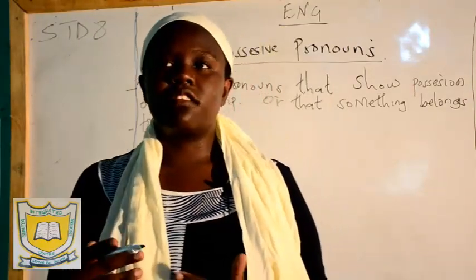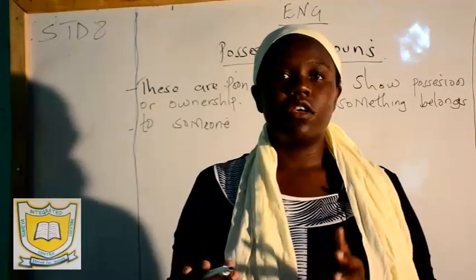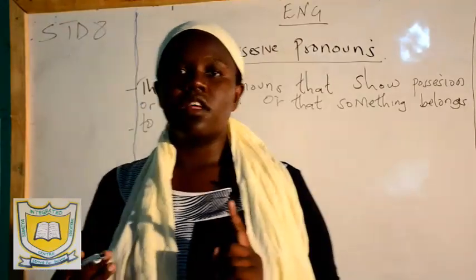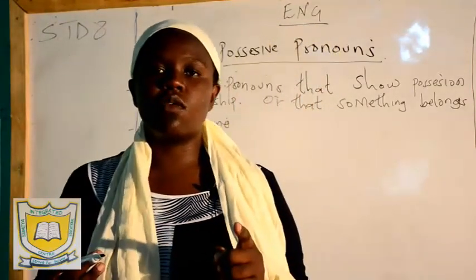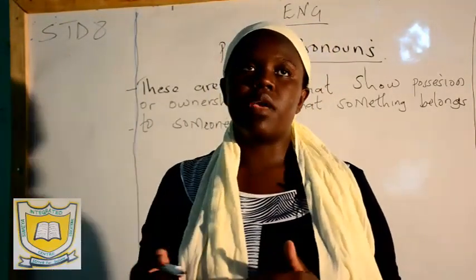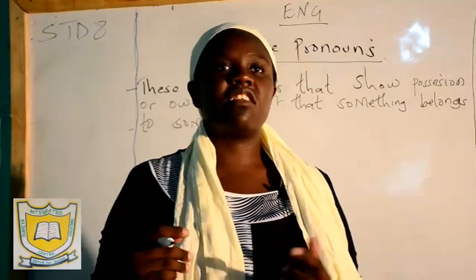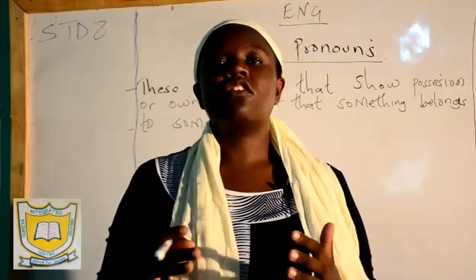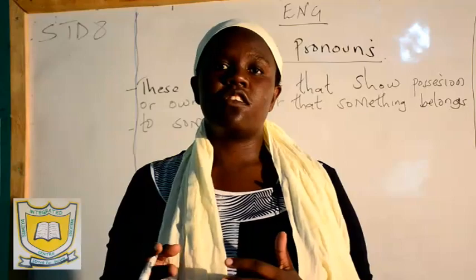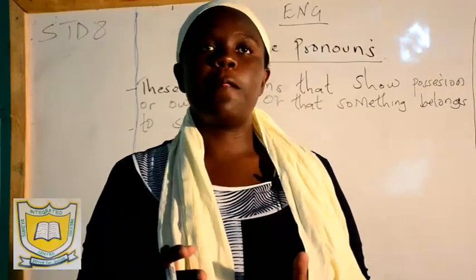For example, you can say, she took the mango to them. She becomes the subjective pronoun, which is the doer of the action, and them becomes the objective pronoun, which is the receiver of the action. The action in the sentence is took, which is a verb.